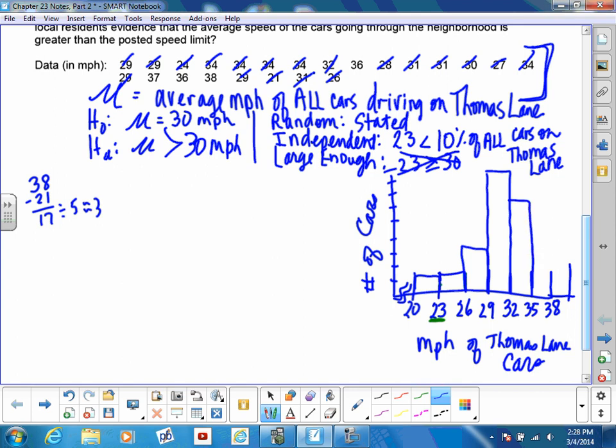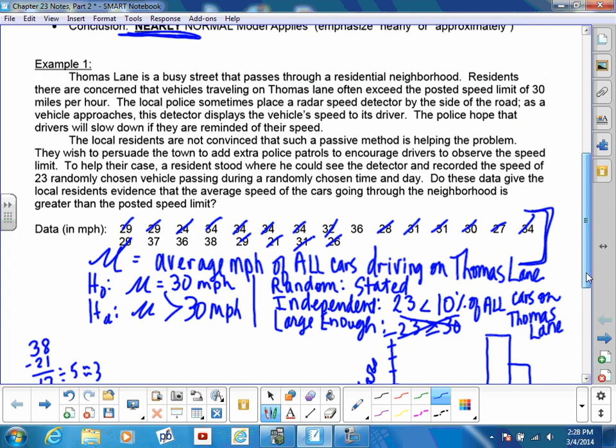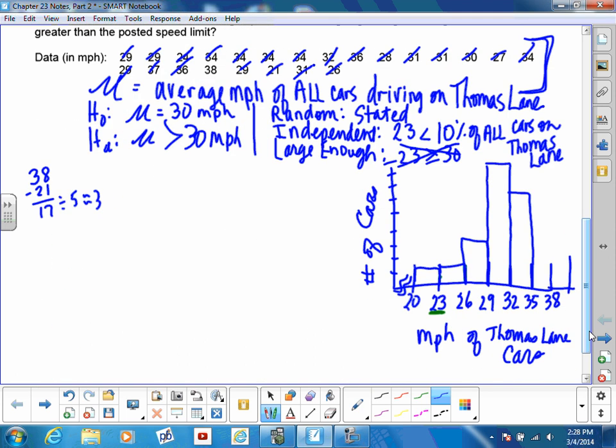All right, and then 35 up to 38, but not including 38. So that's 1, 2, 3, and then I'll put 1 in that last one. So here I am at 3, and then 1 right here.